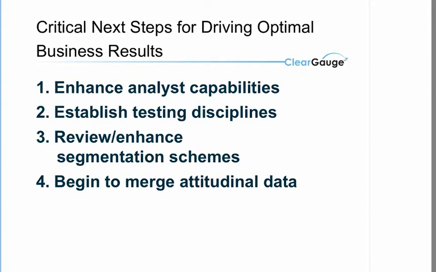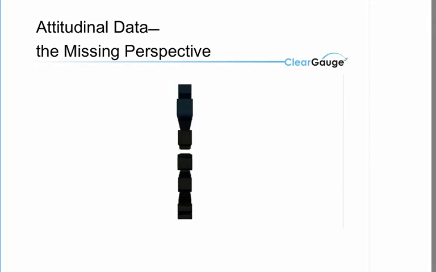And the last one on this is begin to merge attitudinal data. And the reason why I put this in here is that this is really, in addition to the behavioral data that you pick up out of a web analytics system, which is the answer coming in, what are the ants doing, you don't know how the people feel about the experience. You don't know who they are, why they're there, what they intended to do, and how they felt about it.